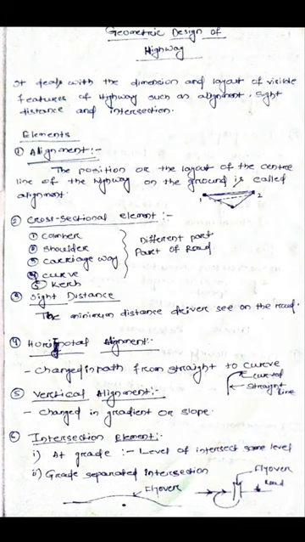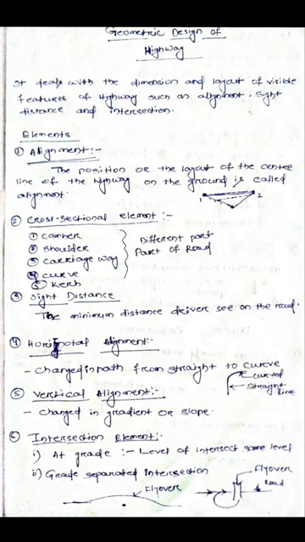Then cross-sectional elements, which include all the parts of a highway. First one is camber, which we will discuss next day. Then shoulder, carriageway, kerb, which are the different parts of a road. Also formation width, land width and right of way are part of the cross-sectional elements.